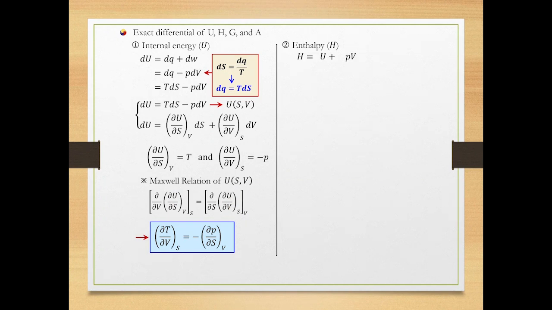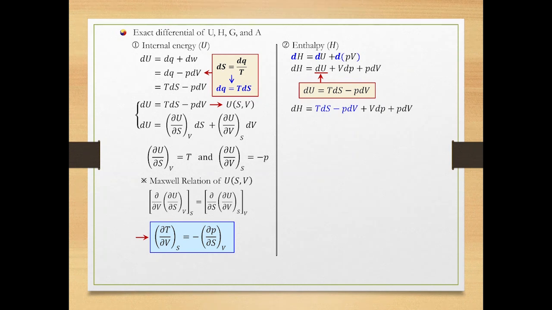Enthalpy is defined as U plus PV. Differentiate both sides of the equation. Use the product rule for dPV, which is VdP plus PdV. Replace dU with TdS minus PdV, which was derived previously. It makes dH equals TdS minus PdV plus VdP plus PdV. PdVs are cancelled. This leads to dH equals TdS plus VdP.